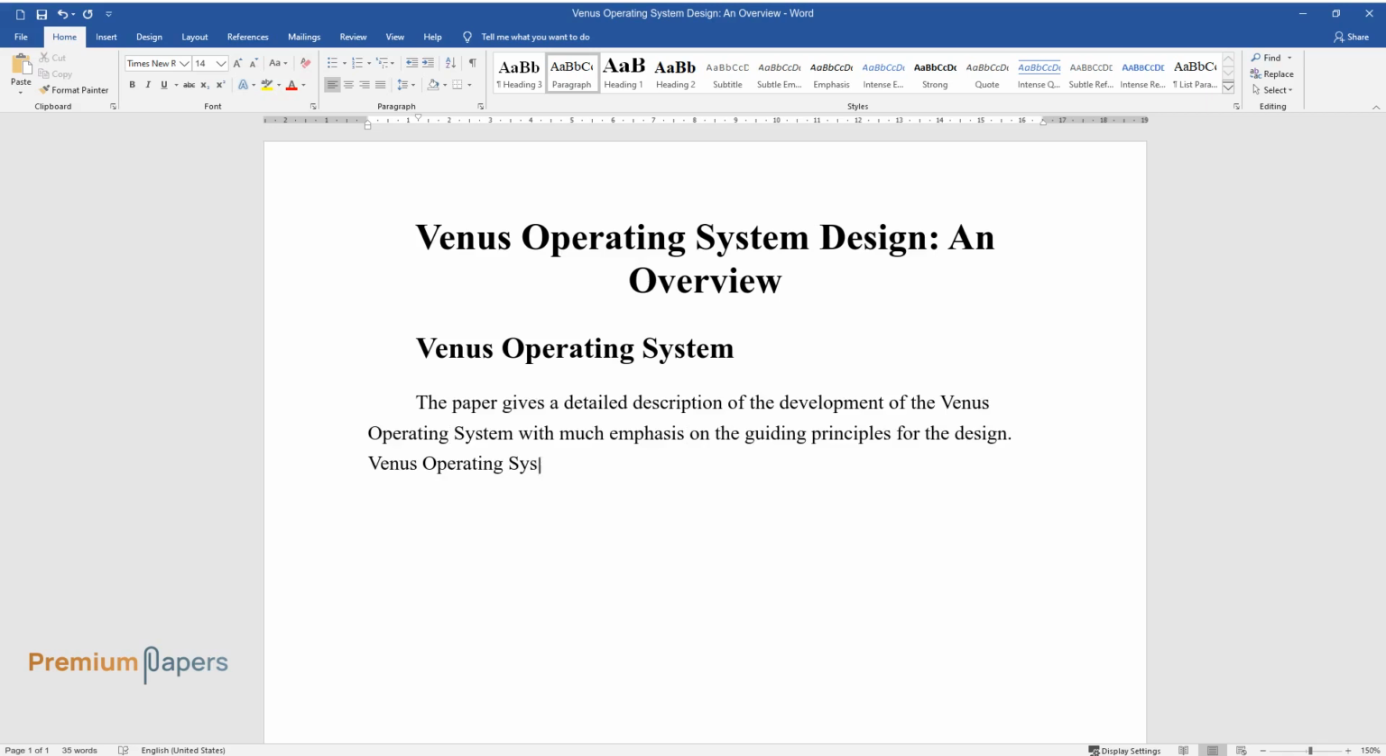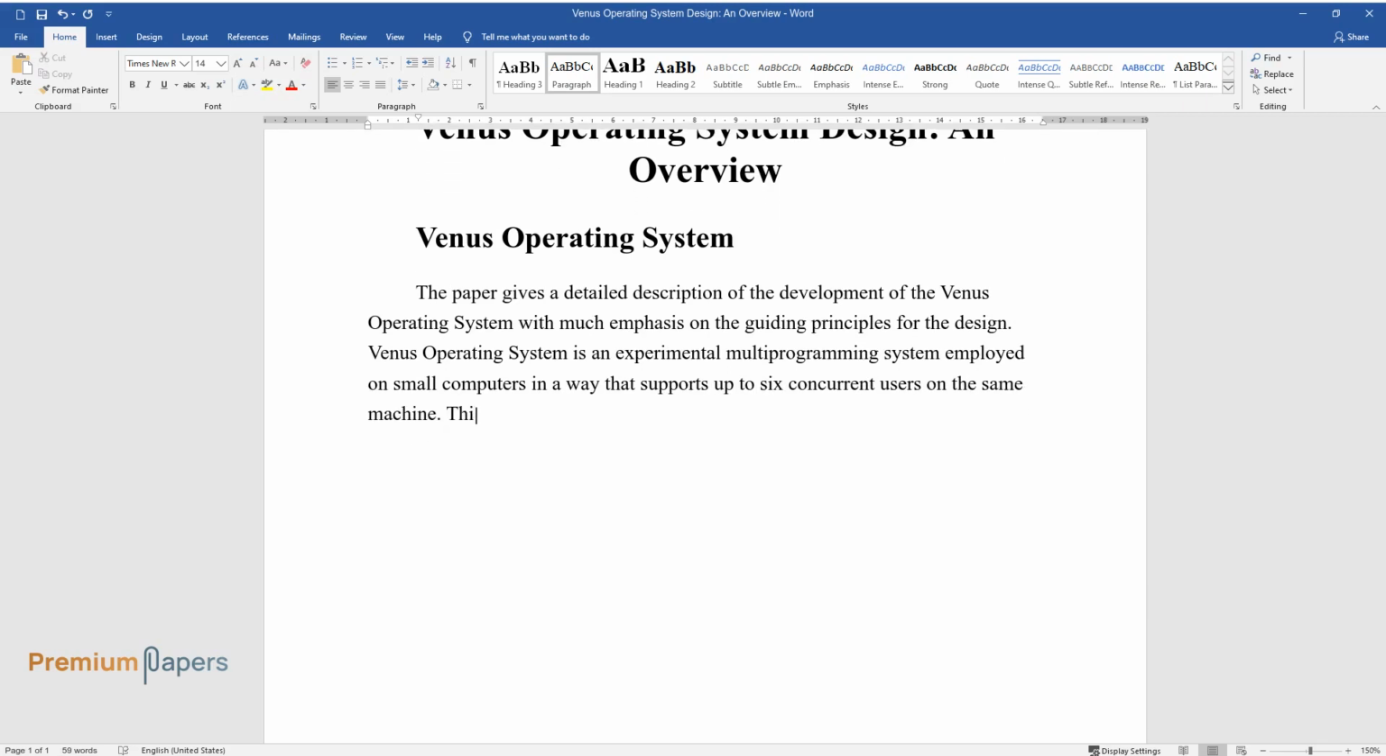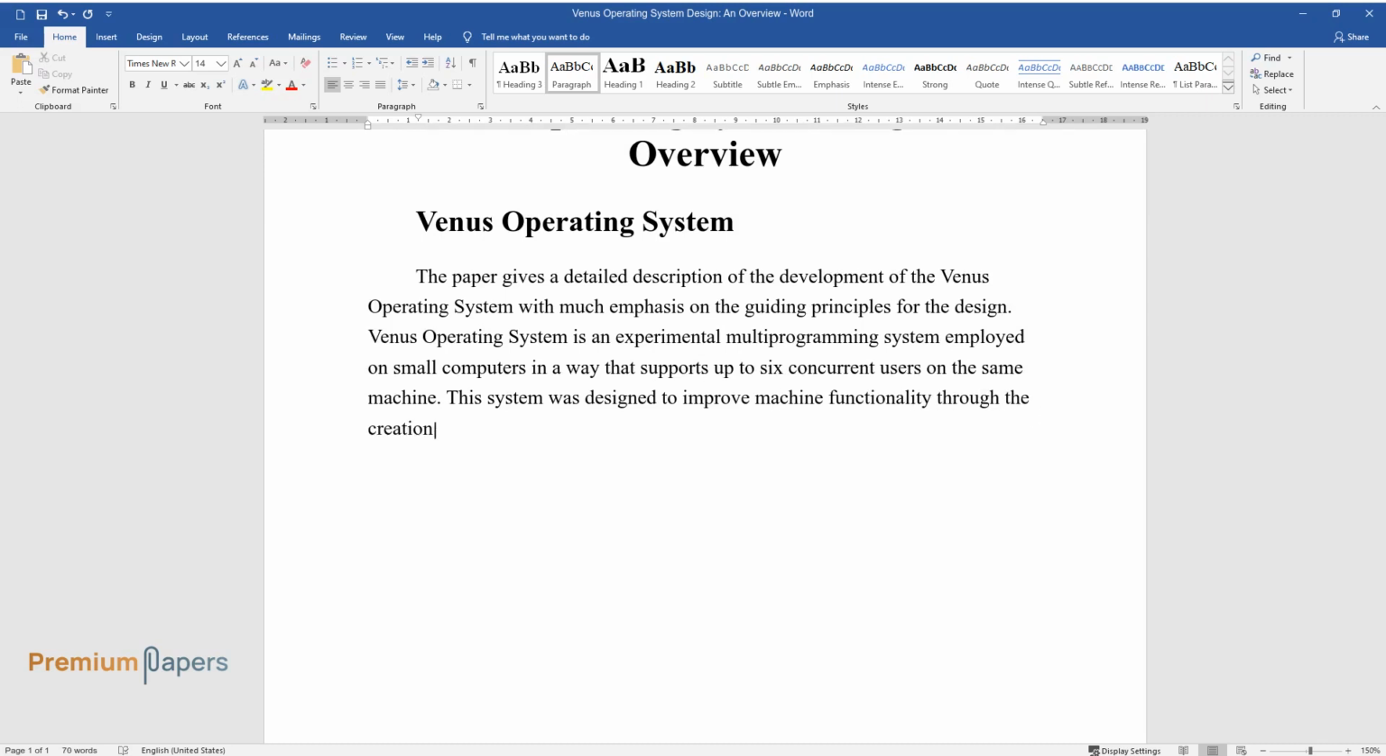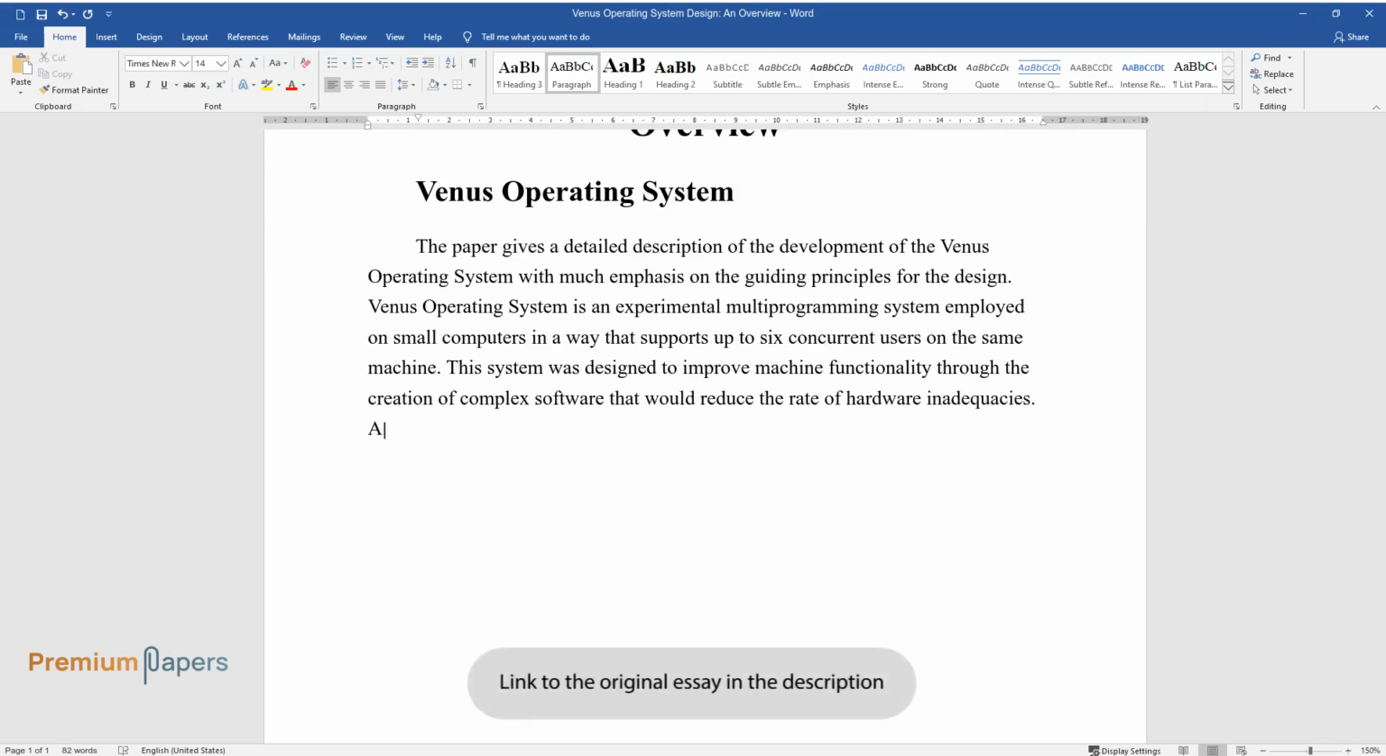Venus operating system is an experimental multi-programming system employed on small computers in a way that supports up to 6 concurrent users on the same machine. This system was designed to improve machine functionality through the creation of complex software that would reduce the rate of hardware inadequacies. A combination of software and microprograms is the general definition of the system.